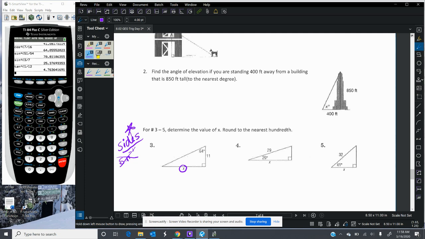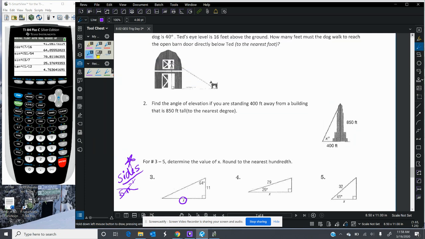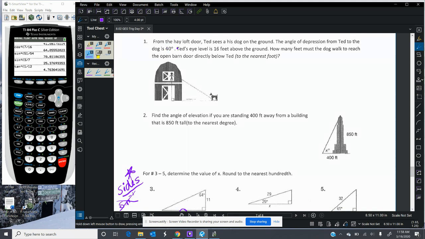But reading back up to number 1, I'll help you label the diagram. From the hayloft door, Ted sees his dog on the ground. The angle of depression from Ted to his dog is 40 degrees. So our next lesson is going to talk more about these application problems. But from Ted here at the barn loft door, he's looking down at 40 degrees. So what that means is the sight line coming out is always parallel to the ground. So we're going to have that alternate interior angle being formed. So the 40 degrees is going to bump down here as well.